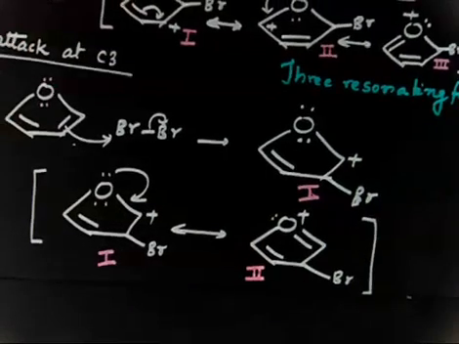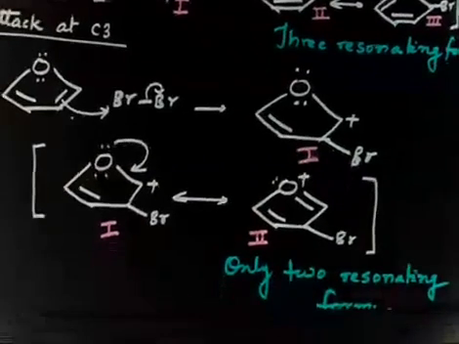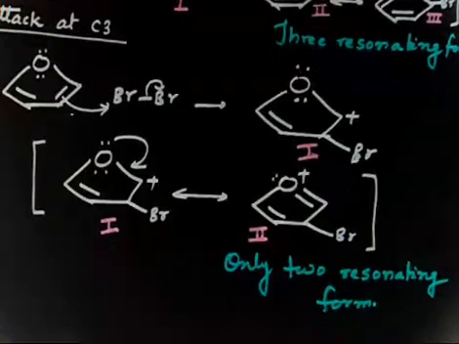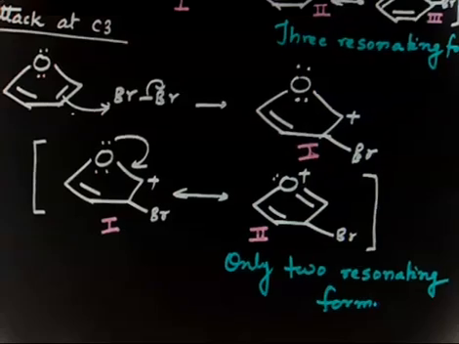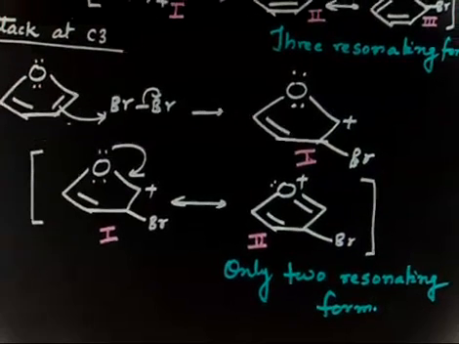Now you see, in this case you are getting only 2 resonating structures, and that's why attack happens at carbon number 2, not on 3, because if you attack on 3 you have only 2 resonating structures. Are you getting or not? Okay, let us write this one and then we'll go for the next problem.